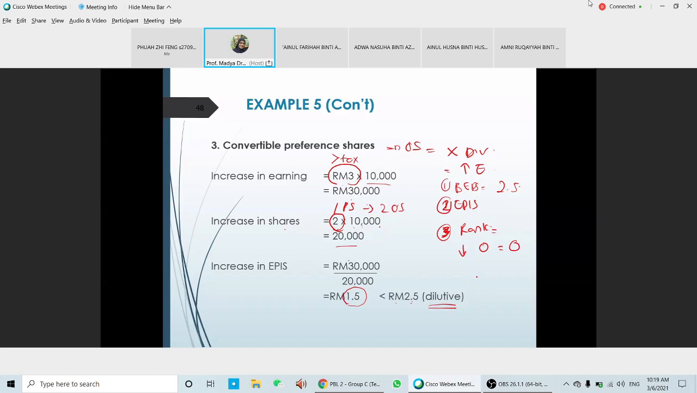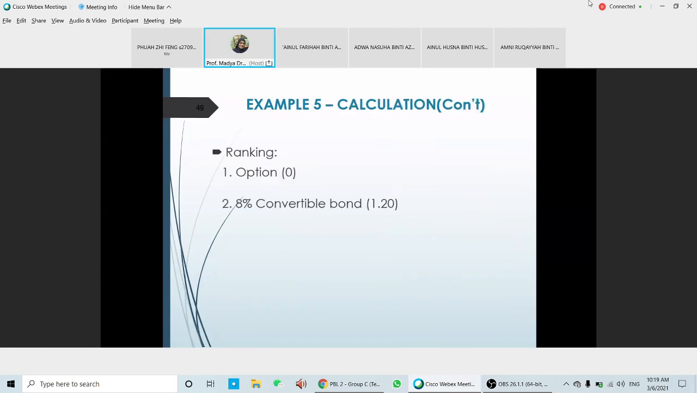And then the second one is the convertible bond, which has an EPS of 1 ringgit and 20. And then the last one you have the preference share, which is 1 ringgit and 50. So for the ranking here, you start with the lowest first: this one will be number 1, this one number 2, and this one number 3. From that ranking, we're going to calculate the diluted earnings per share. We already ranked that one. The first one will be options.